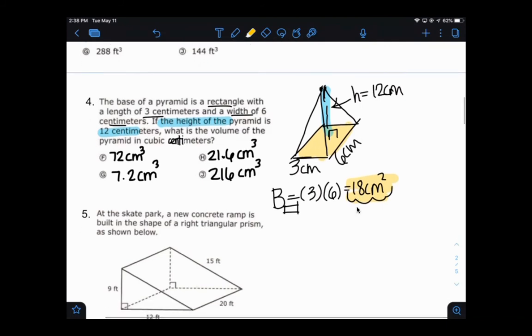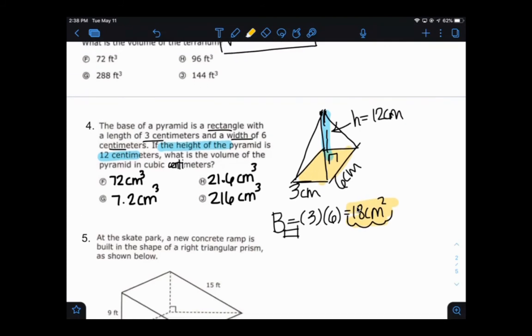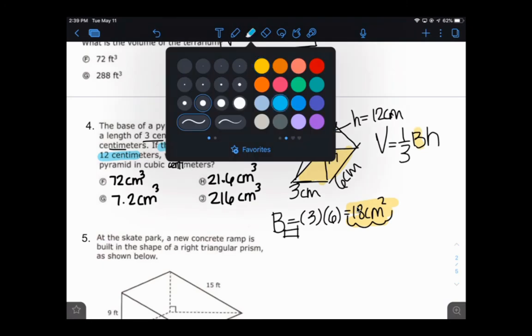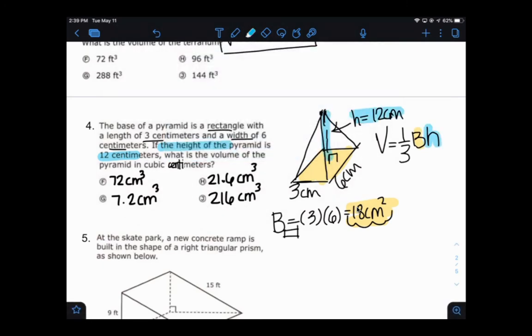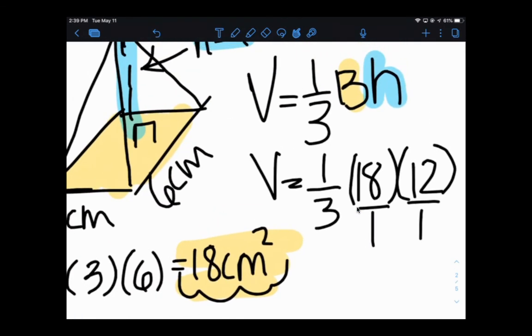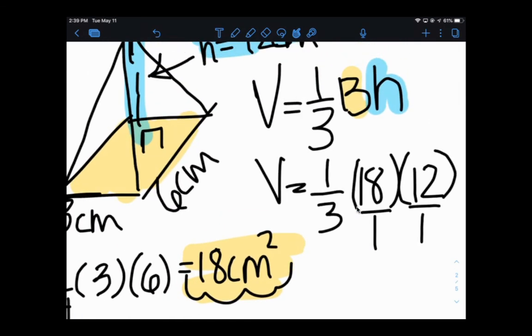And then we need to use the formula for the volume, right, of a pyramid. So the volume of a pyramid equals 1/3 the area of the base times the height of the pyramid. So we have the area of the base, and we do have the height of the pyramid, which is 12. So we substitute: volume equals 1/3 of 18 times 12. And so, here you can simplify, 18 and 3, both divided by 3, or 12 by 3, and then both divided by 3.